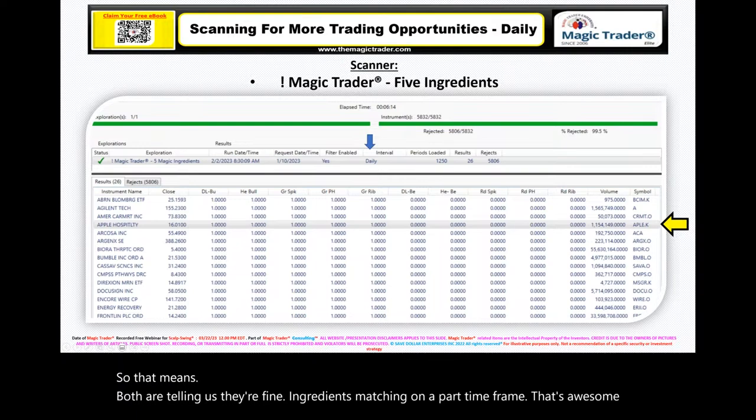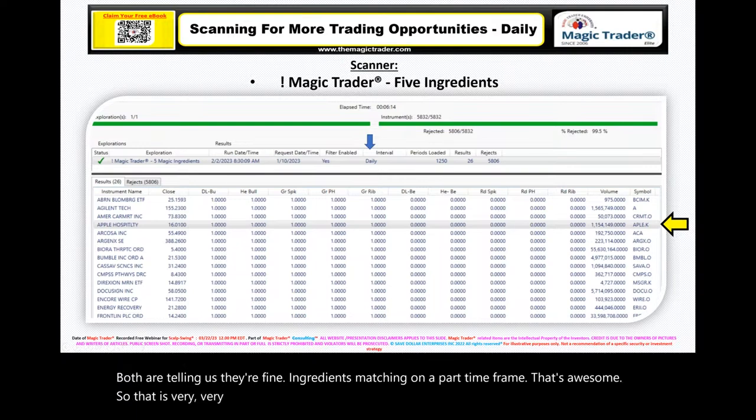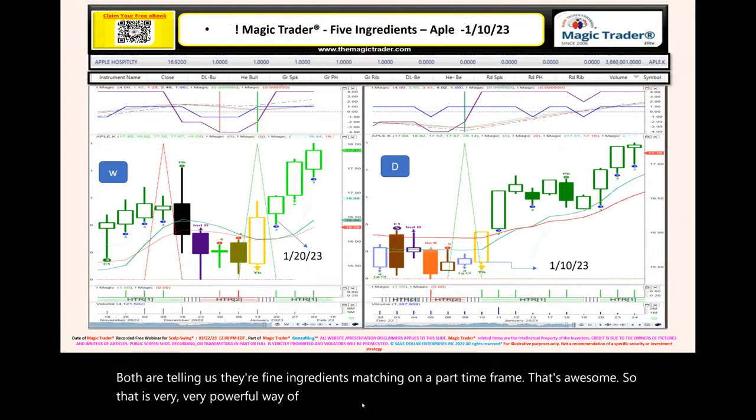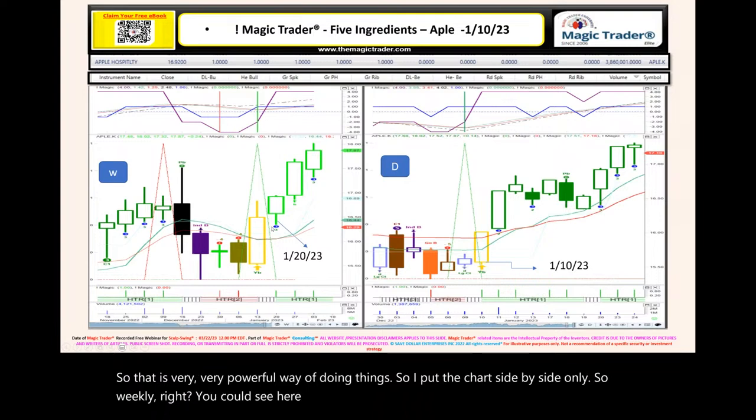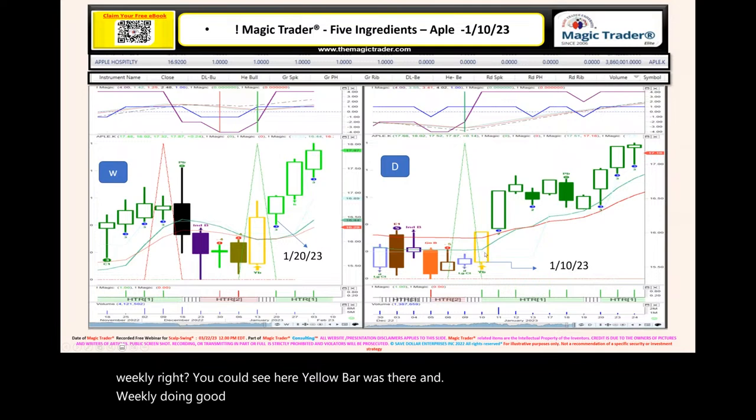So that is a very, very powerful way of doing things. I put the chart side by side. One is a weekly, right? You could see here, the yellow bar was there and weekly doing good. And here it came in at 110. And this is 120. So you could also scan and see if it is in even vicinity.